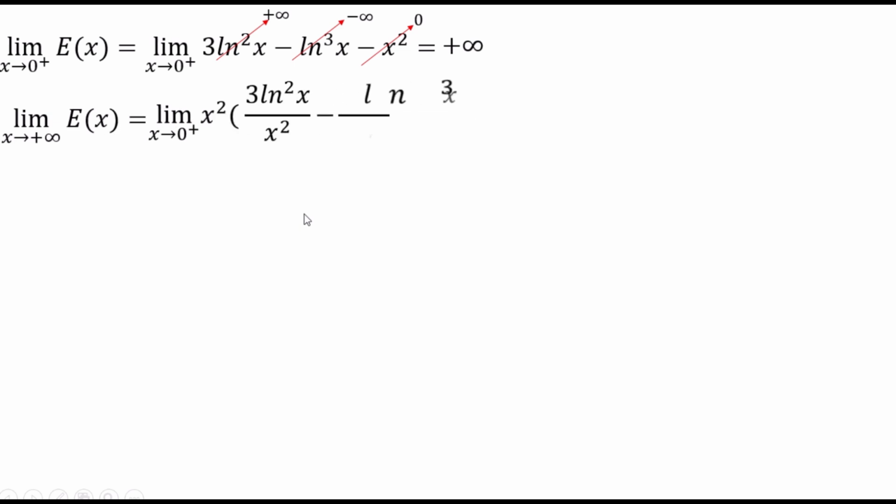Limit of E of x as x goes to plus infinity, we take x squared as common factor, because this is the infinity minus infinity undetermined form. 3 ln square x over x square, ln cube x over x square. 3 ln square x over x square is 0 because x square is faster than 3 ln square x, so this is 0, 0, minus 1. X square plus infinity times 1 minus infinity.